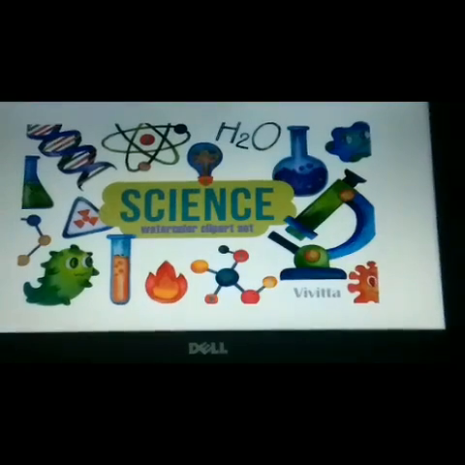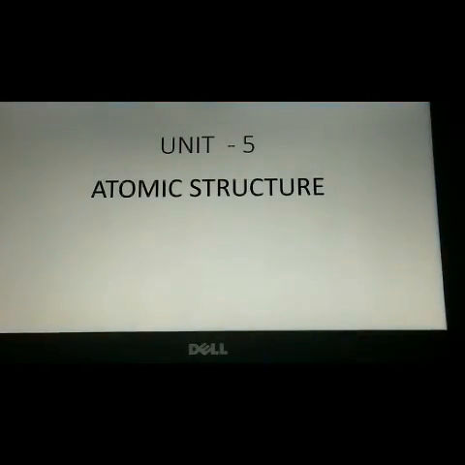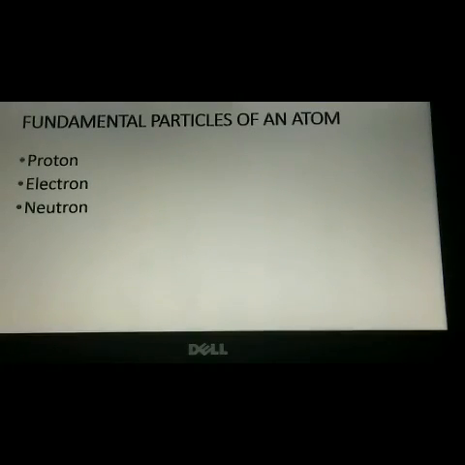Class 8, Subject Science. Today in this session we are going to see Unit 5, that is Atomic Structure, a topic called Fundamental Particles. I think you all know what is meant by an atom. An atom is a minute particle which cannot be seen through our naked eye.